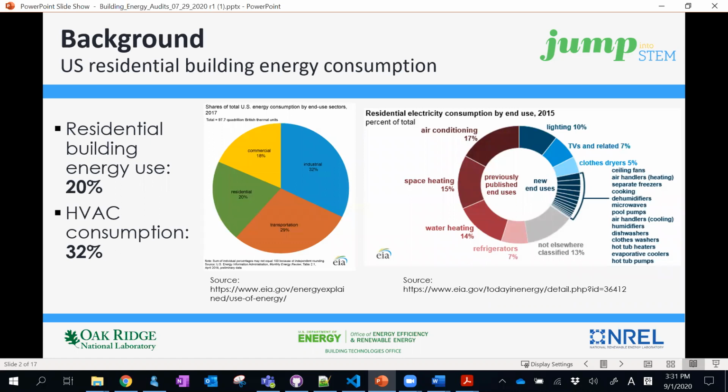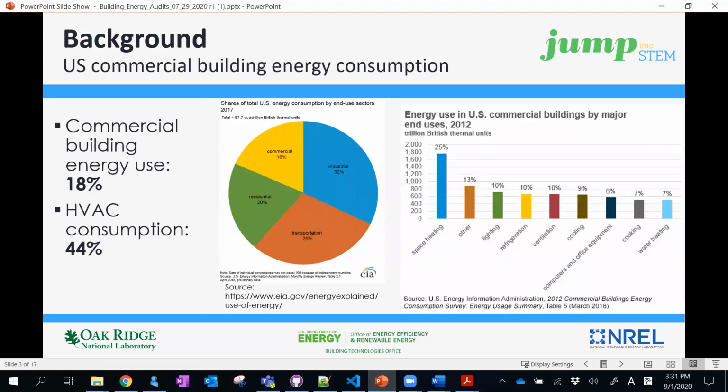According to energy usage data by the U.S. Energy Information Administration, residential and commercial buildings consume about 38% of total U.S. energy, or about 40 quadrillion British thermal units. And HVAC systems consume more than 30% of total energy used for residential and 44% for commercial buildings.